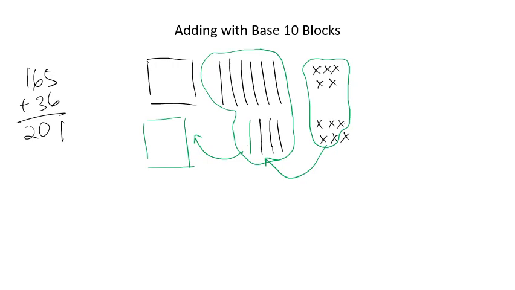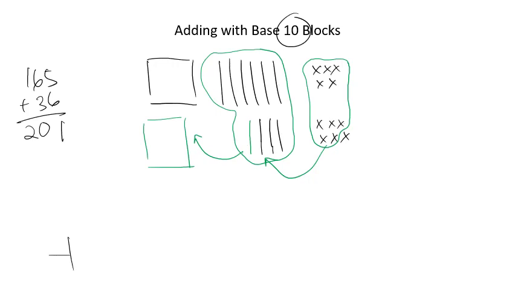All I've done is combine these things together. I've used the definition of addition, that we're combining sets, and I've used my definition of grouping to trade up 10 things. How do I know 10 things? Well, it's right there in the name, base 10 blocks. I know I'm grouping 10 things at a time. So this is how I'd model this with base 10 blocks.